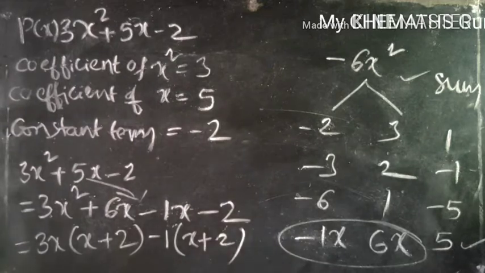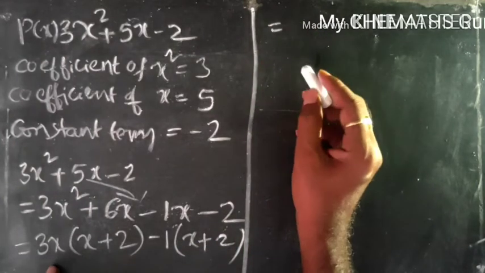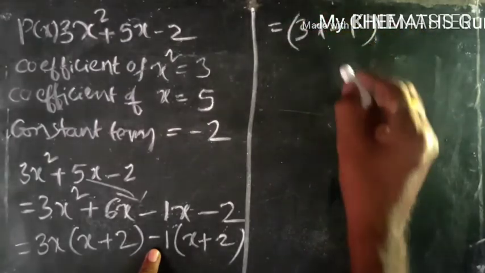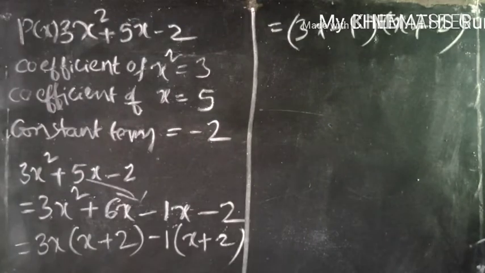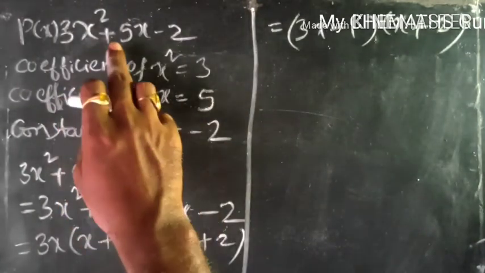Again, by applying the distributive property, what is the common factor in these two terms? x plus 2 is the common factor. Then what are the remaining terms? 3x minus 1, so 3x minus 1 into x plus 2. So these are the factors of the polynomial p of x.